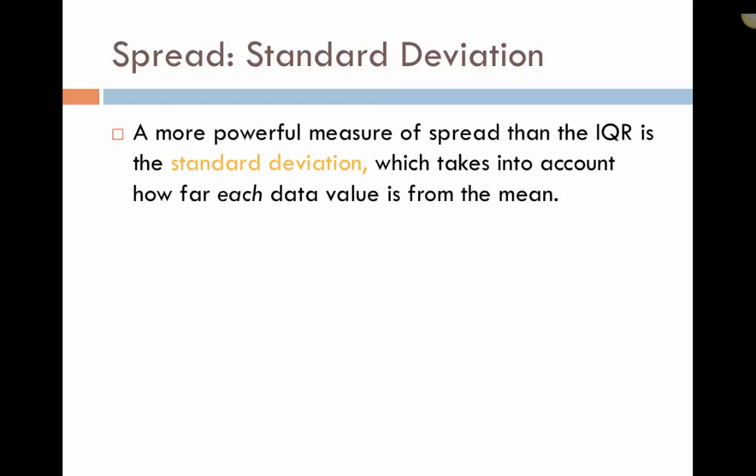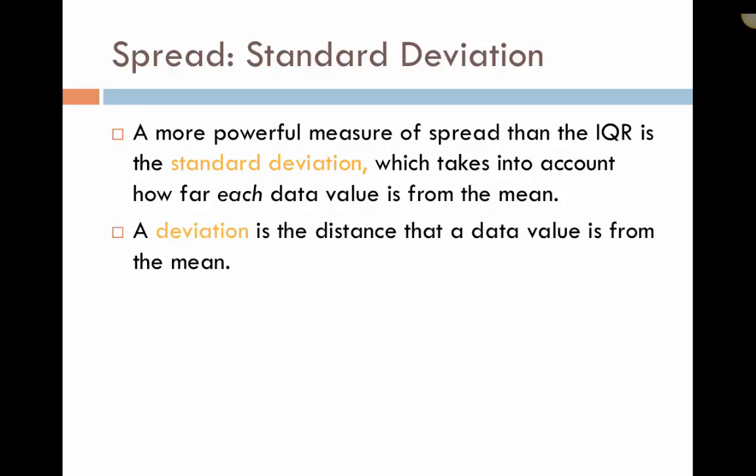That measure of spread is standard deviation. Standard deviation is more powerful than the IQR because it takes into account how far each data value is from the mean. A deviation is the distance that a data value is from the mean. So you just take your data value and subtract the mean from it, and that gives you your deviation.